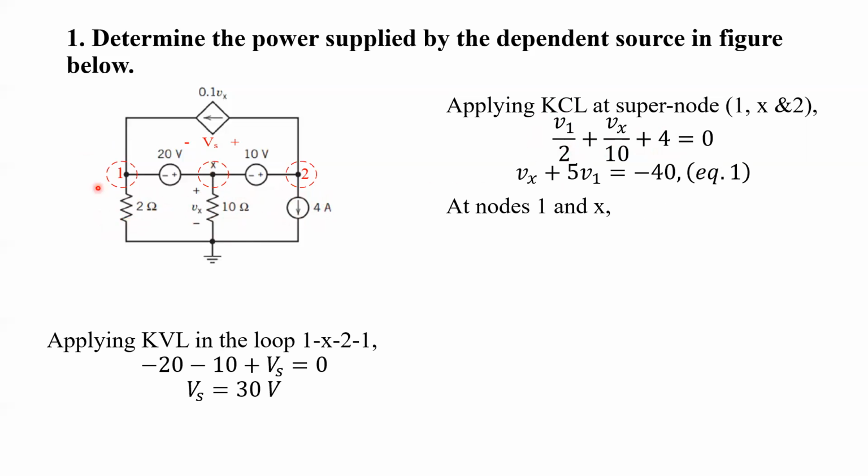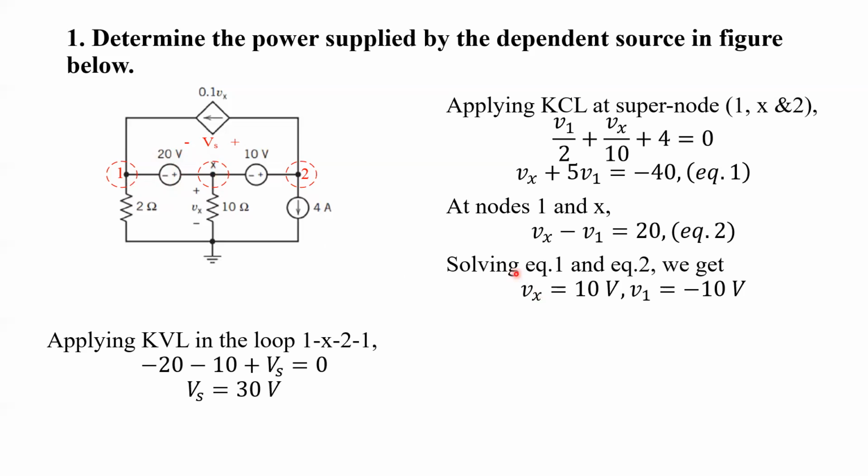And if we look at node 1 and x, we can see that x is connected to the positive terminal of the voltage source and node 1 is connected to the negative terminal. So we can write Vx minus V1 equals 20. If we solve equations 1 and 2, we get the values of Vx and V1. We don't need V1; currently we only need Vx. So now let's again see here.